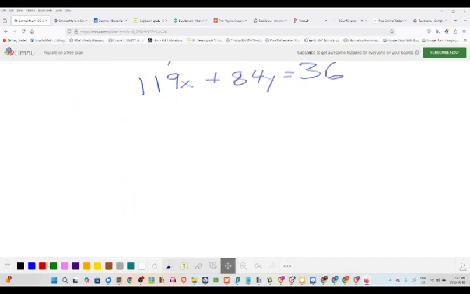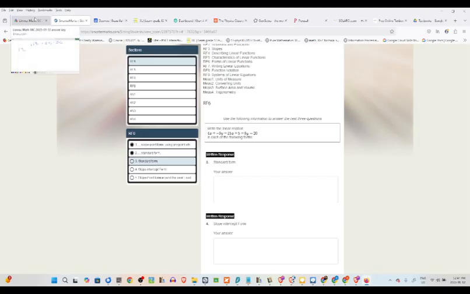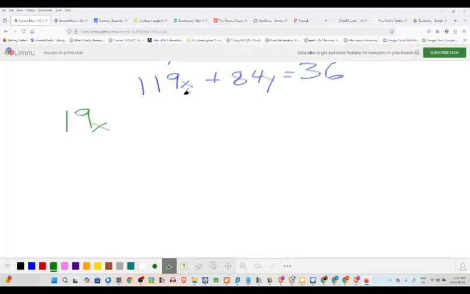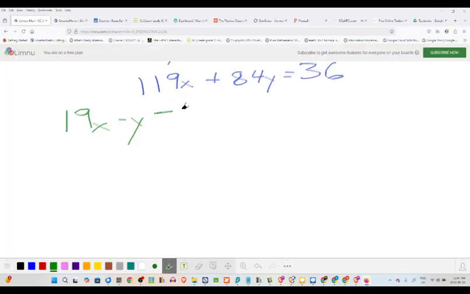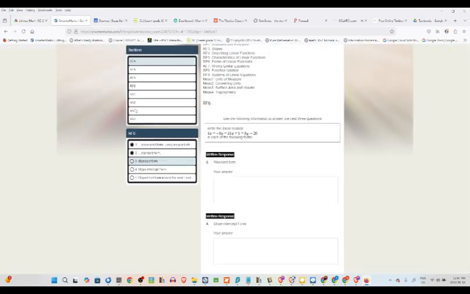19x. And for our y's, there's a -9 and a +8. So that's just minus y. For the constants, we have a 5 on the left, 20 on the right. So that equals 15. So there we go. 19x minus y equals 15 is our standard form.